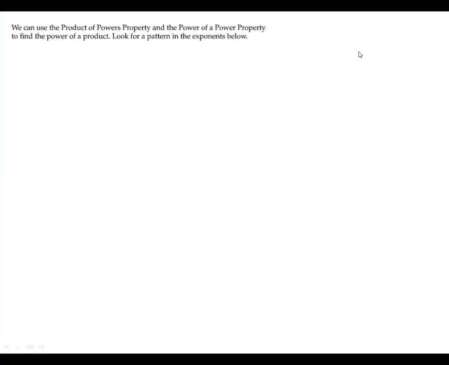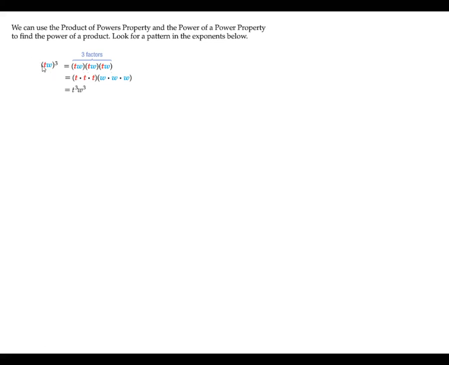Okay, check this out. We can use the product of powers property and the power of a power property to find the power of a product. Look for the patterns in the exponents below. So if I have (tw)^3, what does that mean? Well, that means multiply 3 factors of tw together. So t times w times t times w times t times w, which if you regroup them means multiply 3 t's together and 3 w's together, which is really t^3 w^3.